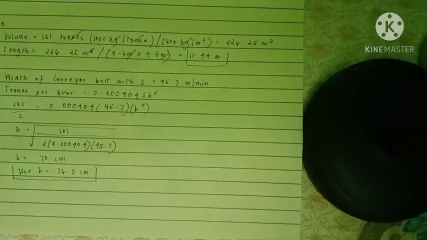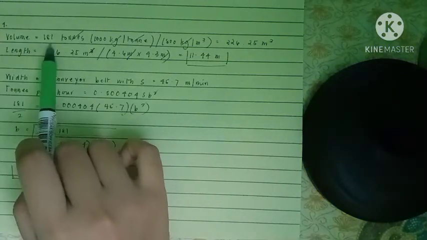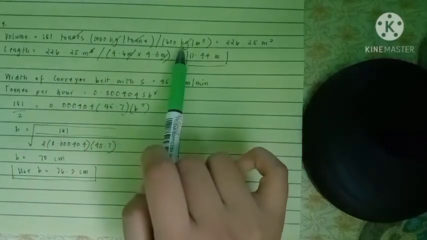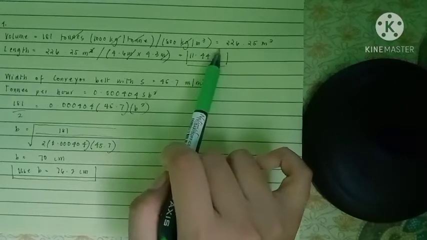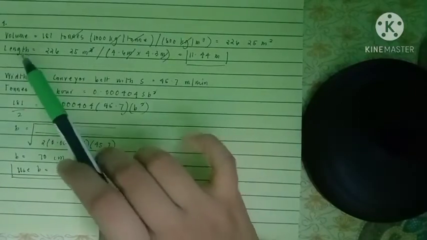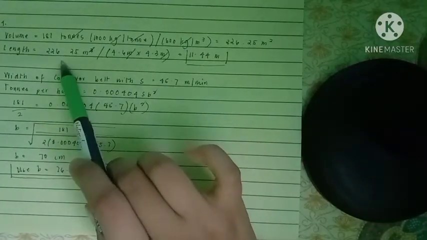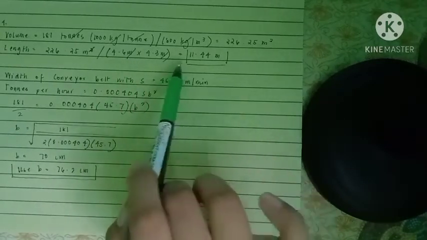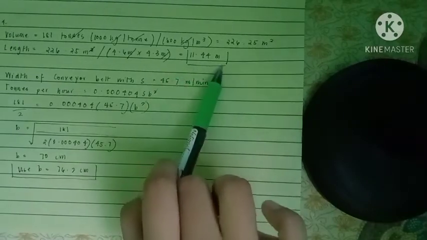Next is our solution for problem number 4. What is required here is the length of a suspension bunker. In order to solve it, first we have to solve for the volume, which is equal to 181 tons times 1,000 kilograms per ton divided by our density, which is 800 kilograms per cubic meter, which will give us an answer of 226.25 cubic meters. Next is our length. Our volume will be divided by 4.6 meters by 4.3 meters, which will give us an answer of 11.44 meters.